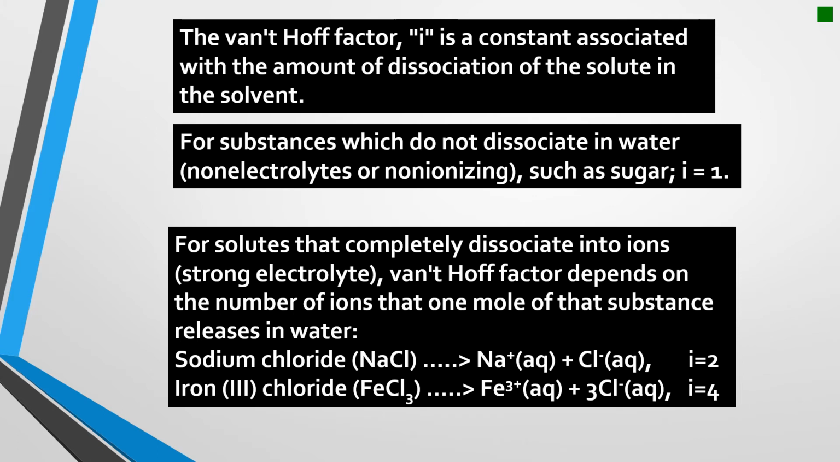For iron 3 chloride, 1 mole of the compound releases iron 3, which is one positive ion, and 3 negative ions. These are chloride ions. The total number of particles released by 1 mole of the compound is equal to 4. The Van 't Hoff factor is equal to 4 for iron 3 chloride. I guess that with these examples, you understand how you can also determine the value of the Van 't Hoff factor for a given compound.